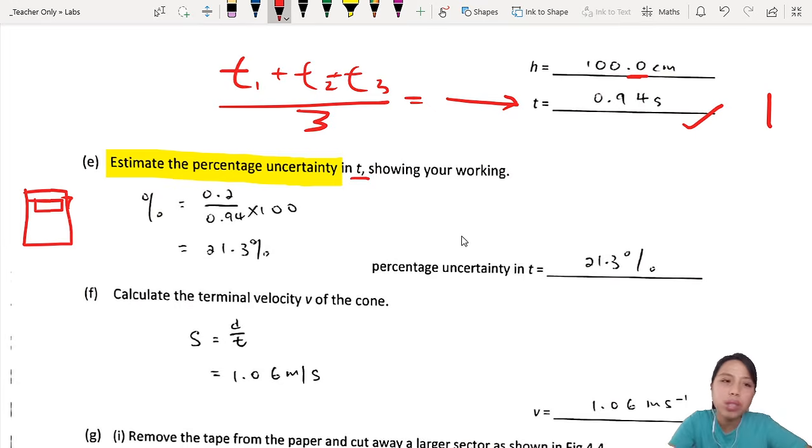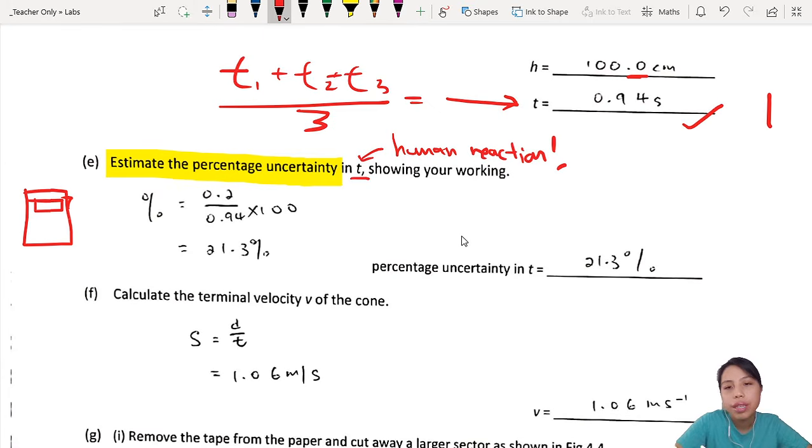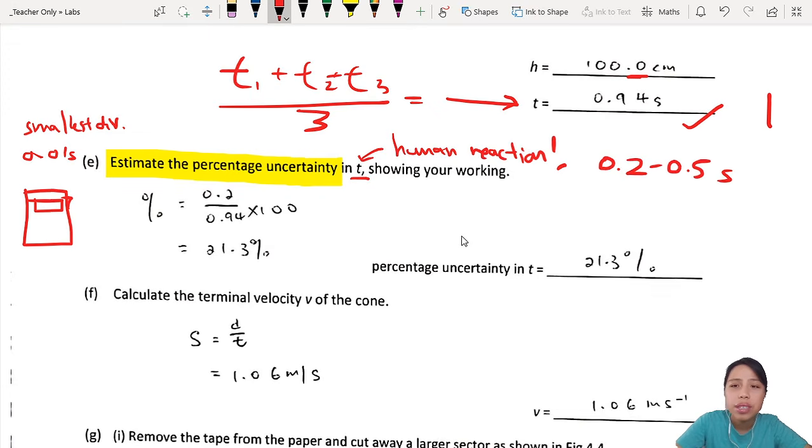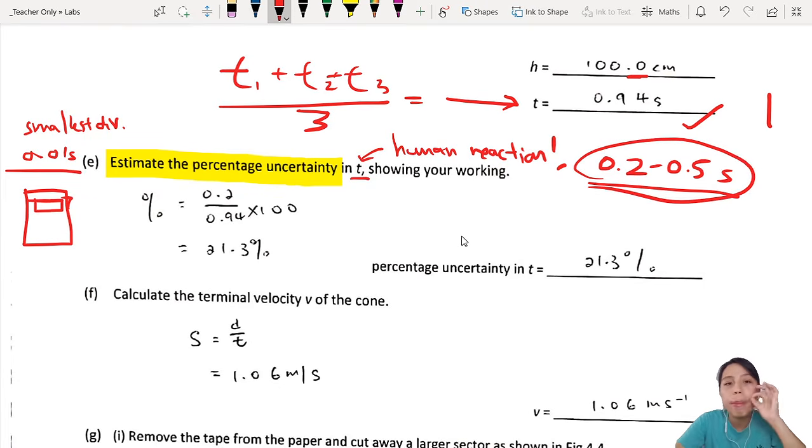And oftentimes we say use the smallest division of the stopwatch, but you have to think of time as heavily affected by human reaction. So yes, maybe you have a smallest time of, what's the smallest division of this stopwatch? 0.01 second. Wow, very small. But your human reaction time is already 0.2 to 0.5 second. So if this one is bigger than your smallest division, then you choose the bigger one. It's okay to use a bigger uncertainty than a smaller one. It's better to overestimate.